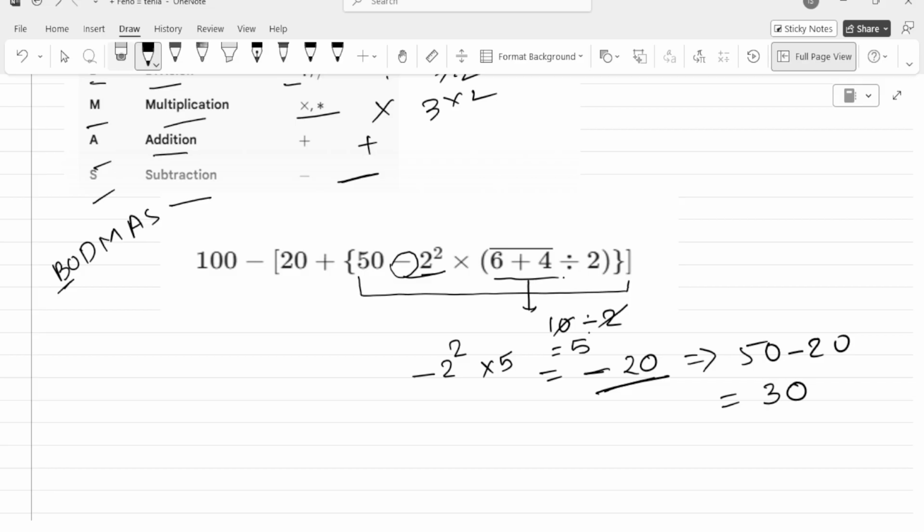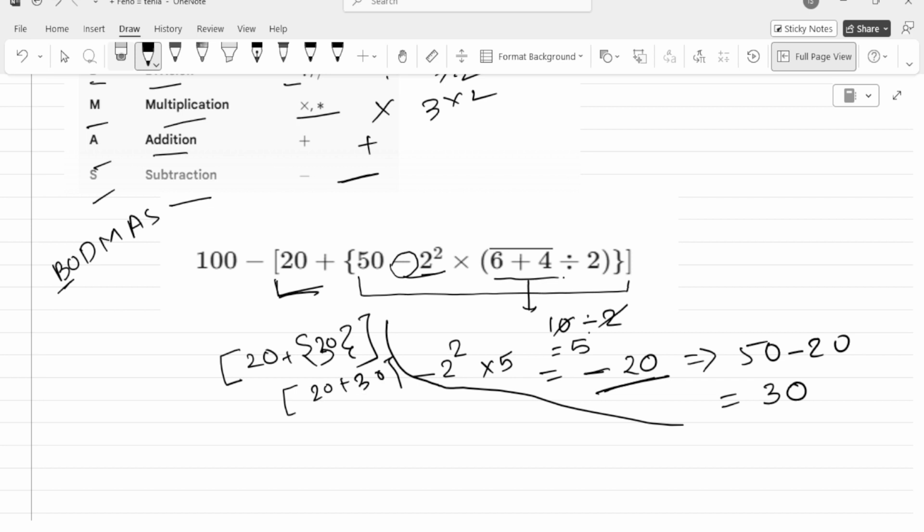Okay, then open the curly bracket. We always solve inside the curly. Okay, then what is 20, then we plus, and inside the curly what do we get? 30. Okay, 20, then open the curly bracket. What do we get in the square bracket? 20 plus 30 is 50. Okay, 50 in the square bracket. Now in conclusion, 100 minus 50 is equal to 50, that is the answer.